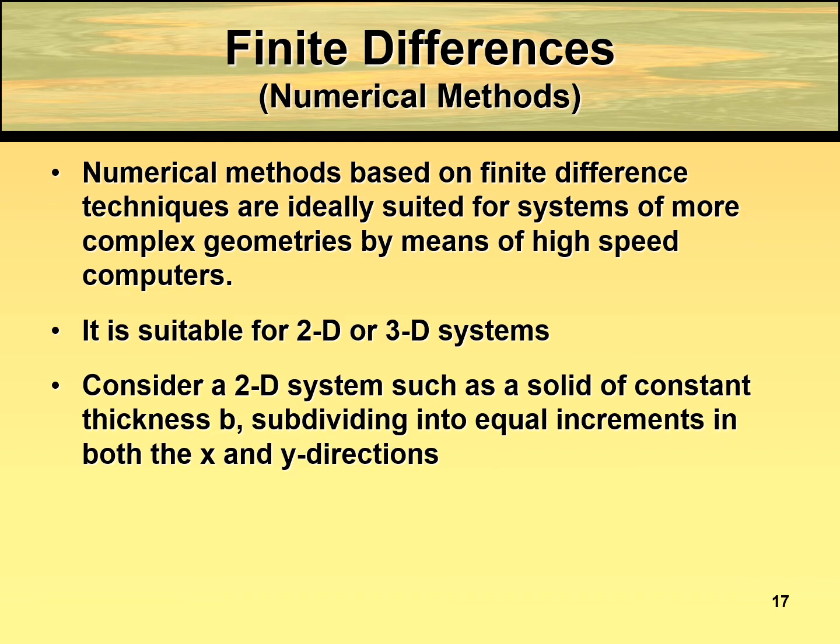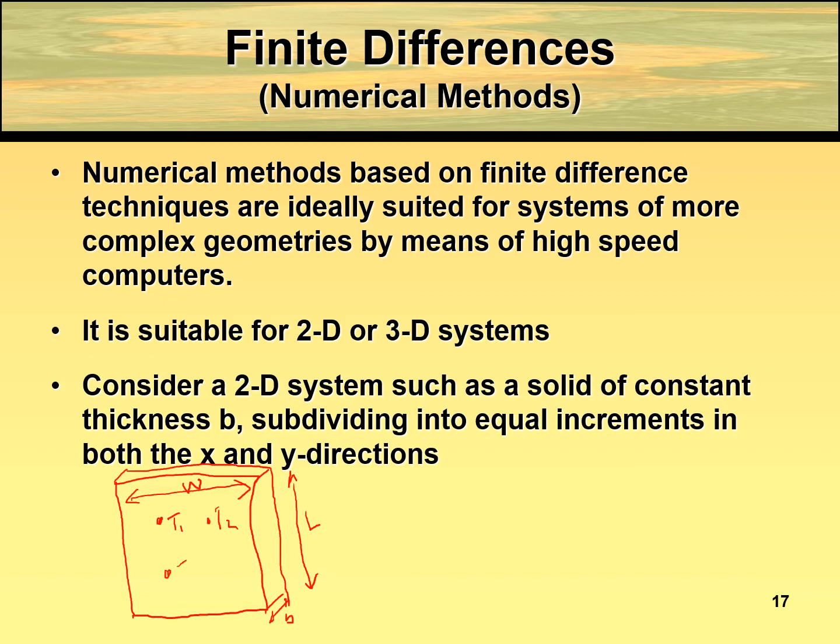So for example, if you have a square, so this is the square. We say that it has a certain thickness, and this thickness is given by B, right? And then you have some lengths to it. This is the length and this is the width. So there is the total width. Now we want to know what is the temperature here, T1, what is the temperature here, T2, what is the temperature here, T3, and what is the temperature here, T4, right?